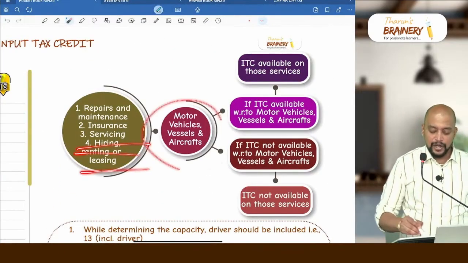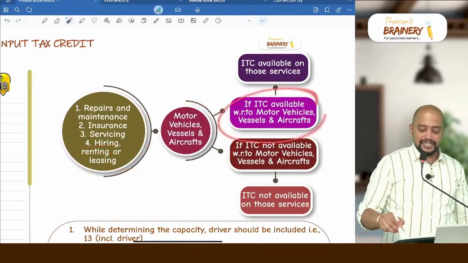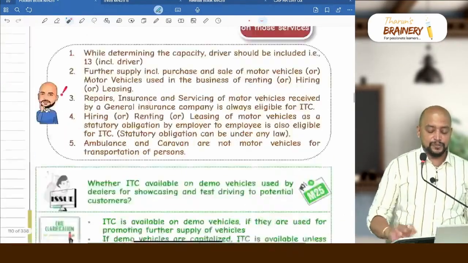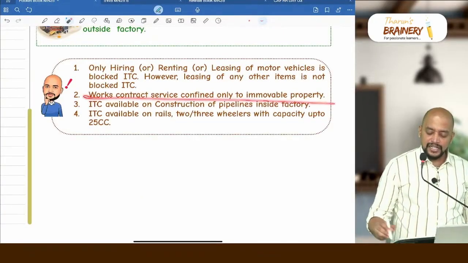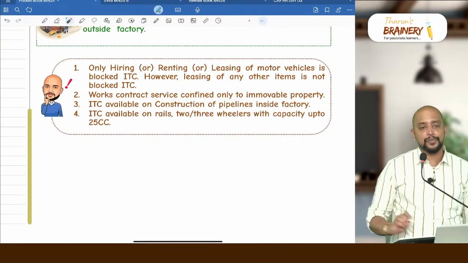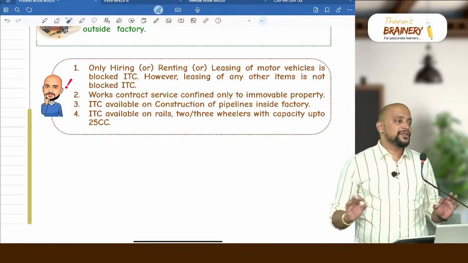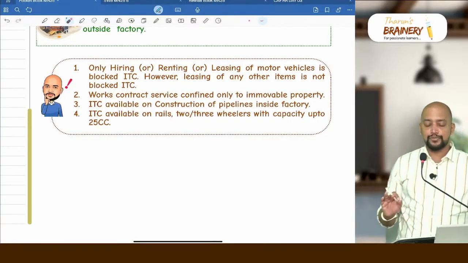Hiring, renting and leasing of motor vehicles. That too, if the motor vehicle is eligible for ITC, they can take ITC with respect to hiring, renting and leasing. Then next, second point. Works contract service is confined only to immobile property. So whenever we are using the word works contract service, that is only in relation to immobile property.